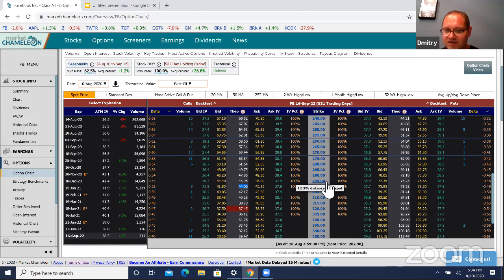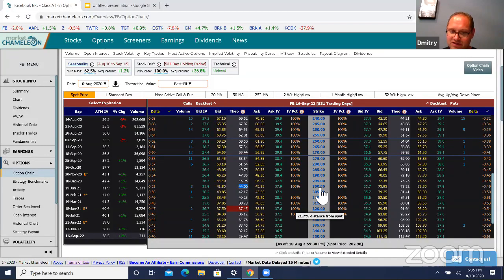We have 295, 300, 305, 310. So you can see a lot of different strikes. And what do we see here? Another thing to keep in mind is, if you're willing to do a strike, say at 300, you're paying 45.25. As you go up in strike, the distance that it has to travel is more.